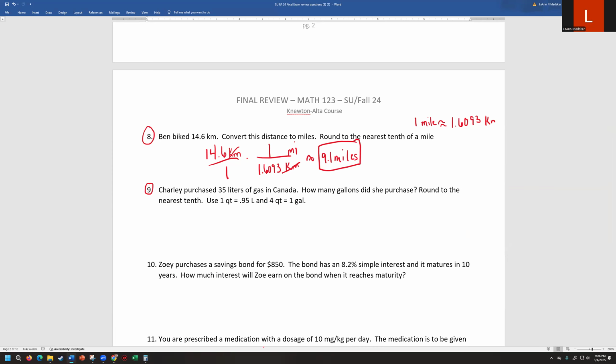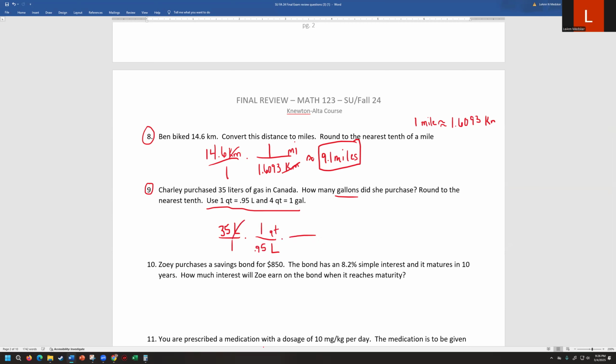All right. Charlie purchased 35 liters of gas in Canada. How many gallons did she purchase? Okay, so we're looking for gallons as our final answer, round to the nearest tenth. We do have facts on our formula sheet, but because we were given facts in the directions, we're going to use these. So we start with what we know, which was 35 liters over 1. And I see a conversion between liters and quarts. So I can put liter on the bottom so it'll cancel, quart on the top. And this was 0.95 liters is 1 quart.